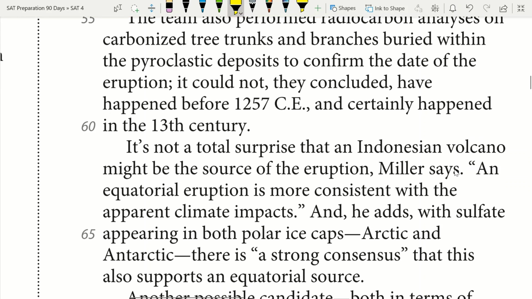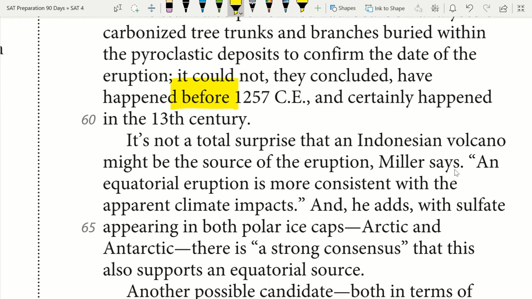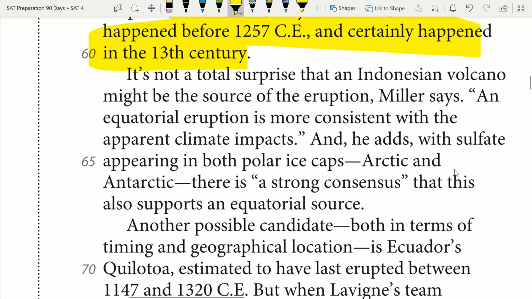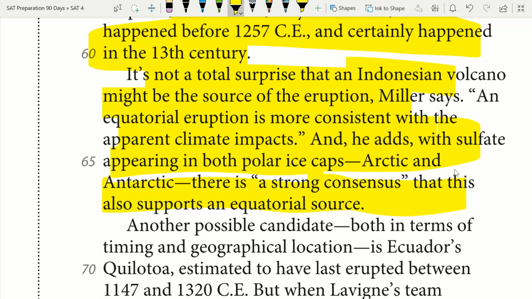It could not, they concluded, have happened before 1257 and certainly happened in the 13th century. It's not a total surprise that an Indonesian volcano might be the source of the eruption, Miller says. An equatorial eruption is more consistent with the apparent climate impacts, and he adds, with sulfate appearing in both polar ice caps, Arctic and Antarctic, there is strong consensus that this also supports an equatorial source.